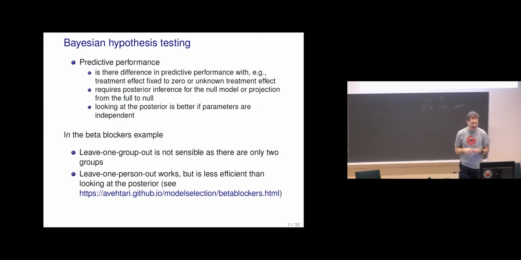In the beta blockers example, leave-one-group-out is not sensible, as there are only two groups. It's difficult to then predict for the other one. Leave-one-person-out works, and then there's this case study showing that it's less efficient than looking at the posterior. In this simple example, we can trust this model.